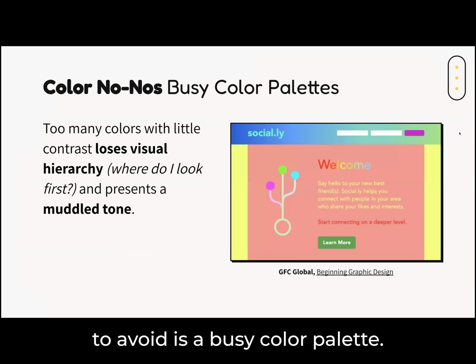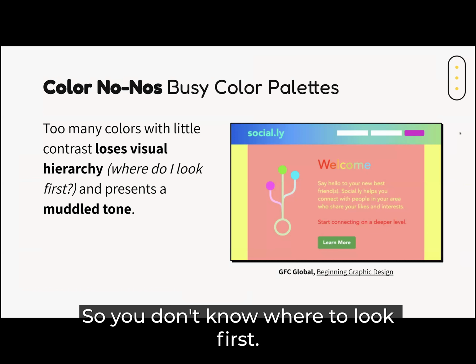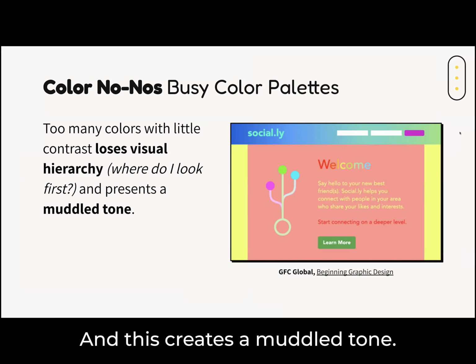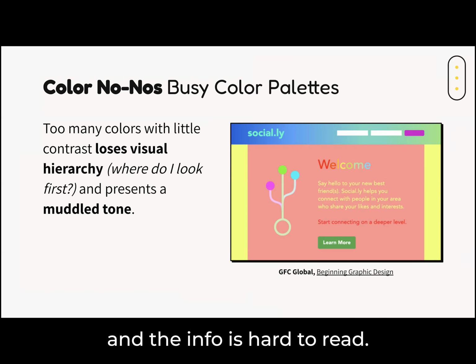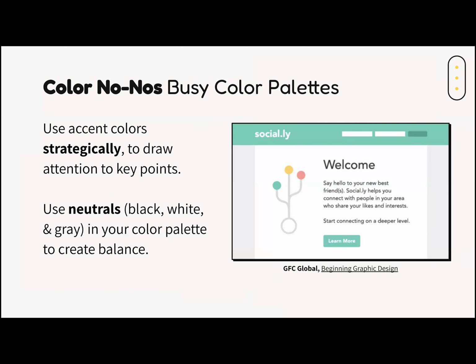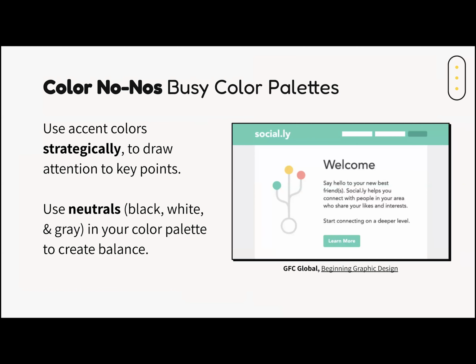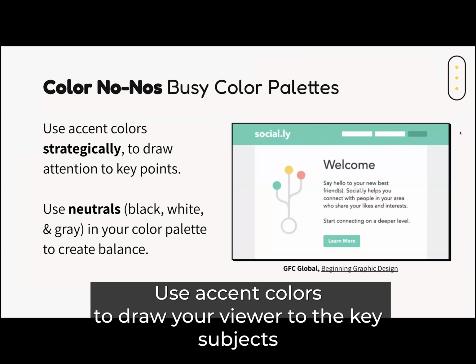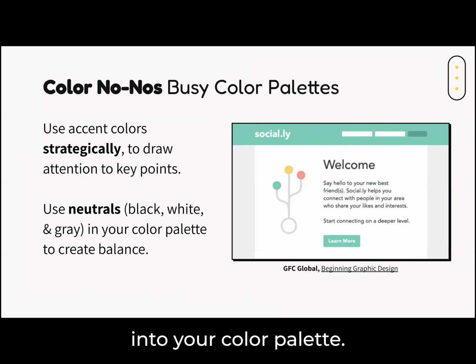And so another thing to avoid is a busy color palette. When you have too many colors going on, you lose visual hierarchy. So you don't know where to look first. And this creates a muddled tone. You can't really tell what the vibe is in the example on the right, and the info is hard to read. So instead, you should be using color strategically. Use accent colors to draw your viewer to the key subjects and give breathing room for the eyes to rest by integrating neutrals into your color palette.